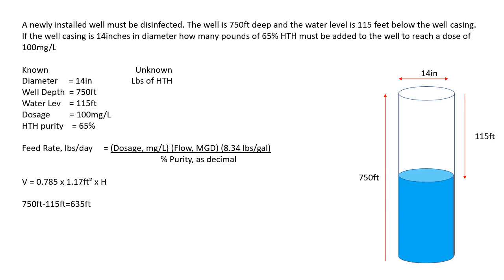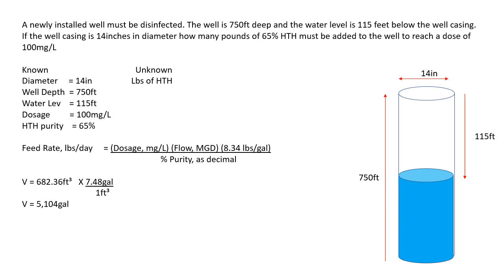So now we can plug that into our volume formula. You have 0.785 times 1.17 squared times 635 feet. That gives you a volume of 682.36 cubic feet. Again, we need gallons. There are 7.48 gallons in a cubic foot, so 682.36 cubic feet times 7.48 gallons over a cubic foot. Your cubic feet will cancel out. It's going to leave you with gallons. You do your multiplication, you're left with 5,104 gallons.